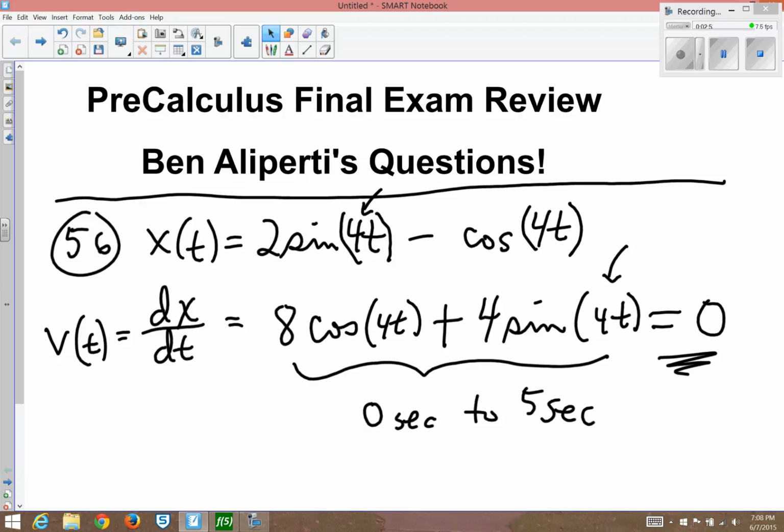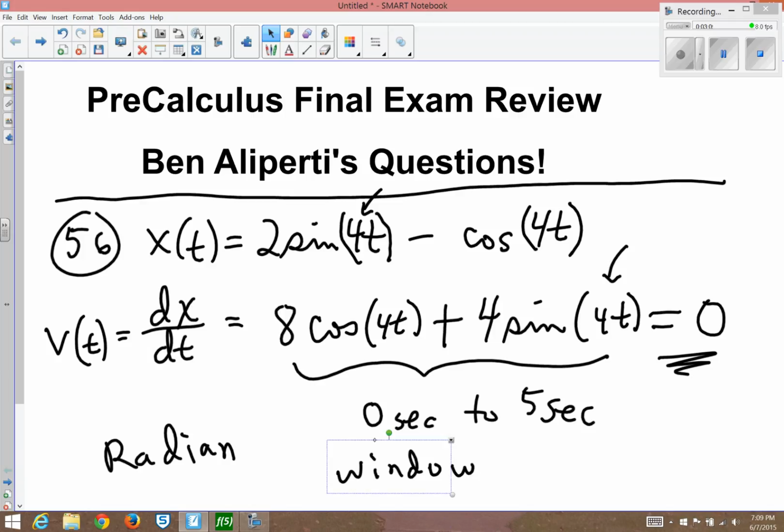So put this in the calculator. Make sure the calculator is in radian mode. Make y1 equal to all this. Use x's where the t's are. Set the window so that 0 is the x minimum and 5 is the x maximum. And you'll get this graph.